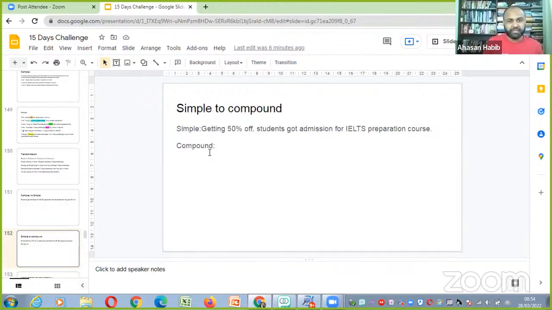So now, this is the simple sentence: getting 50% off, students got admission for IELTS preparation course, right? Now make it compound. I'd like to see. Make it compound, please. Getting 50% off, students got admission for IELTS preparation course. Very quickly, make it compound.